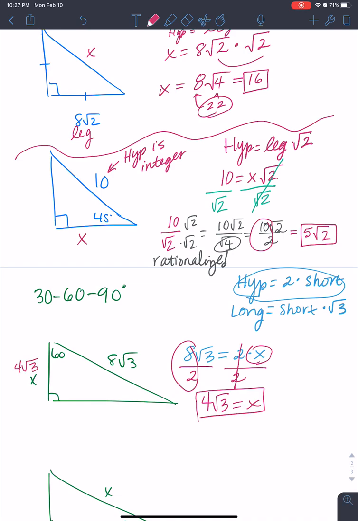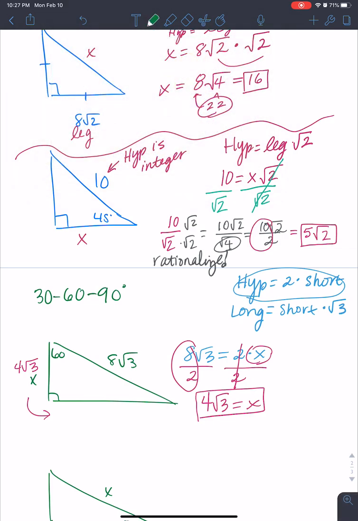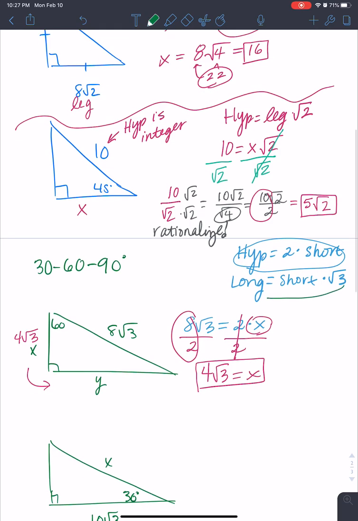Okay? What if I wanted you to go one step further and find the long leg? Why don't we just do that? It's better to practice, so you're prepared for any question on the retake. So let's call this y. Then you would do this formula, which is the long leg equals short times square root of 3. So the long leg is y. The short leg I now found to be 4 square root of 3, so plug that in, times x.